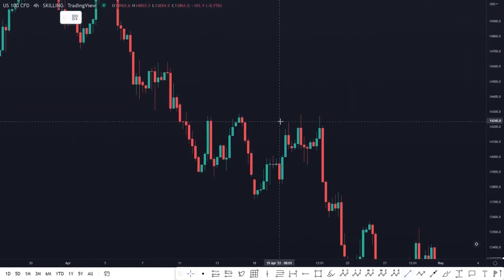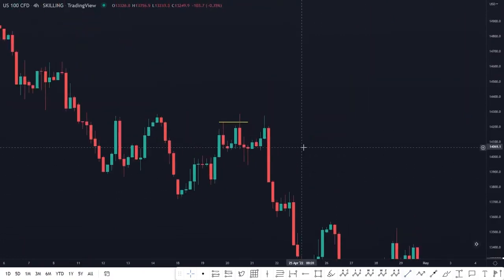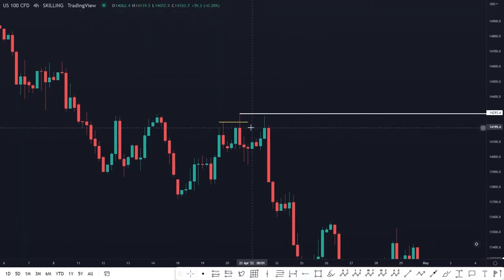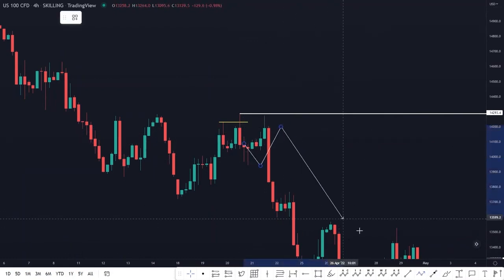Another example is this one. The market tapped the previous high, dropped lower with a bearish engulfing candle, and as we can see right now, this high is holding price to the downside. The market was just playing around this area and then it dropped lower. As you can see, the market just did something like this until it dropped.